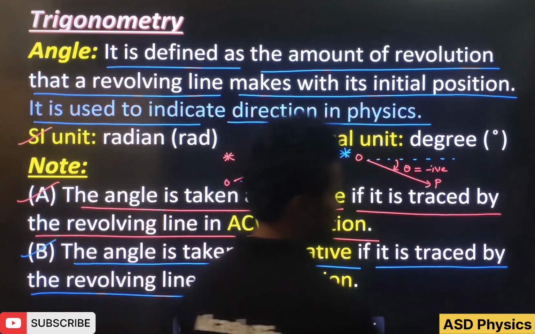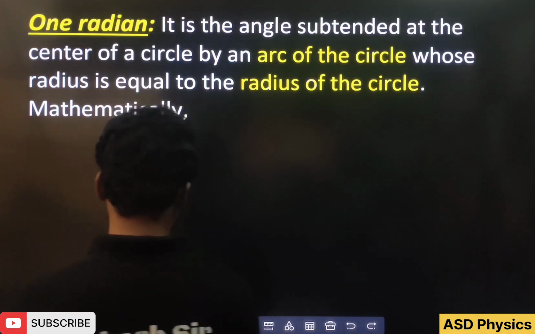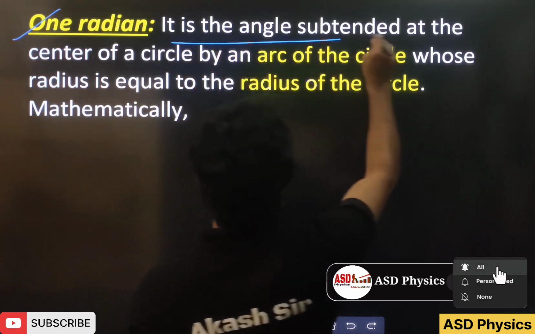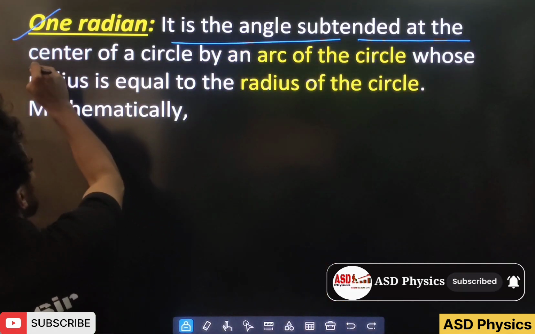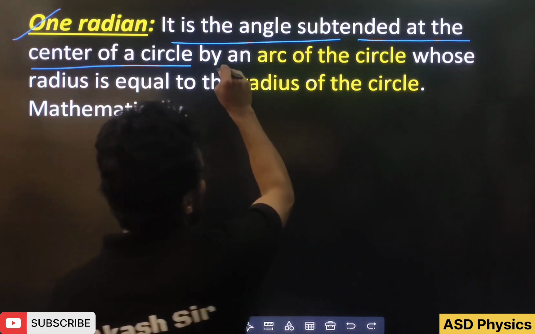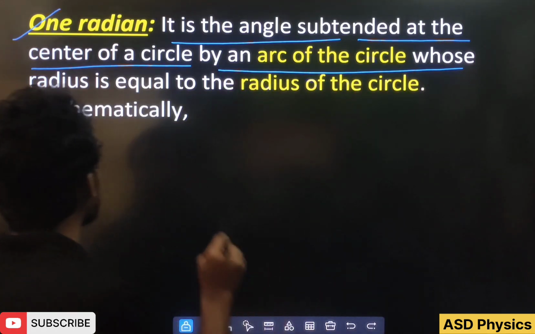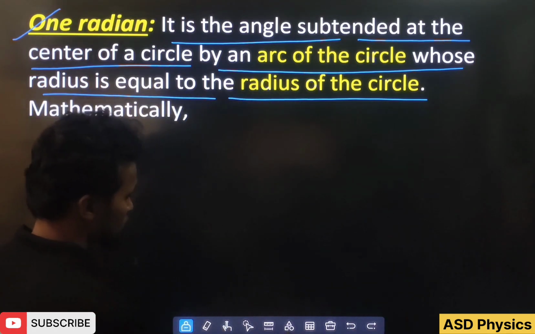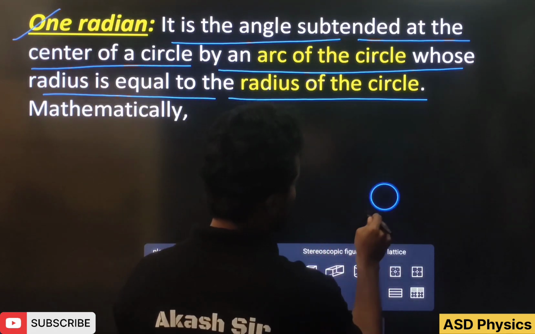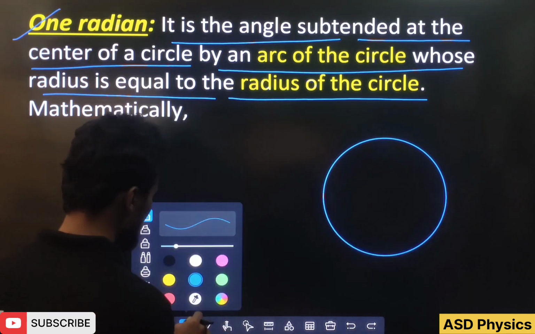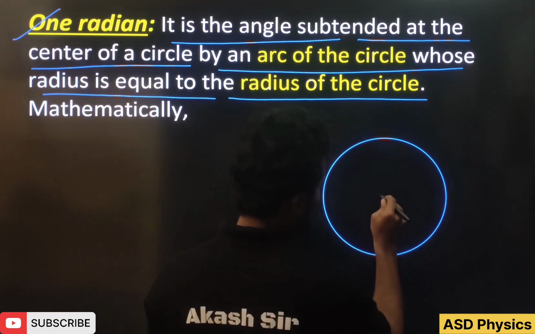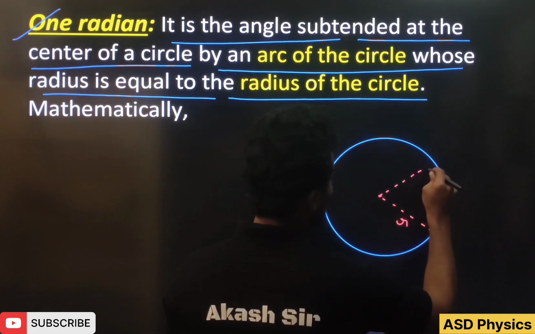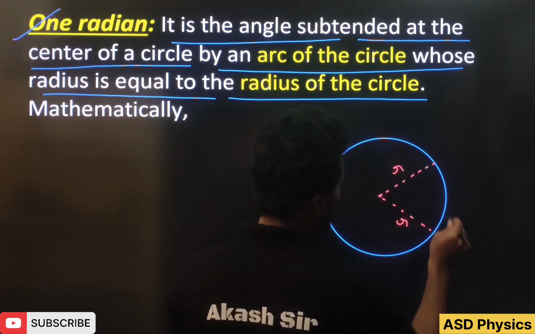Now, students, we will move to the next one and see what 1 radian is. It is the angle subtended at the center of a circle by an arc of the circle whose length is equal to the radius of the circle. So here I am going to take one circle. This is the radius, and here also this is the radius.